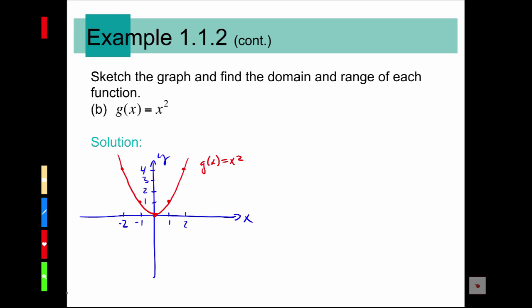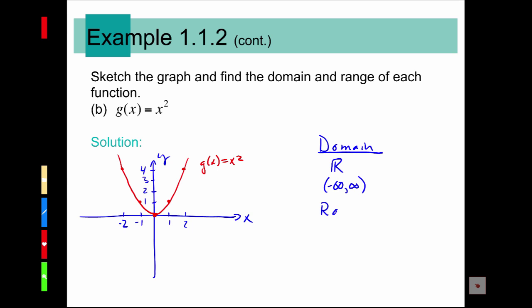Now we can consider the domain and the range of this function. Again, let's first consider the domain. What are the possible input values for x? And you can see from the graph that any value of x, any real number, is an input value. So the domain of the function is R. Or in terms of our other notation, we might write that as the interval from minus infinity to infinity.